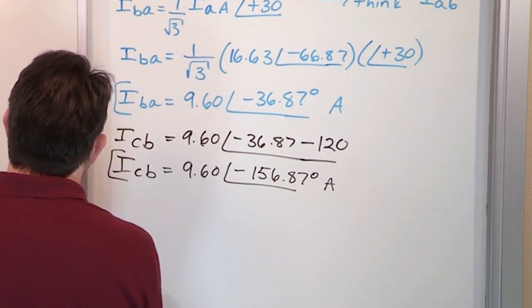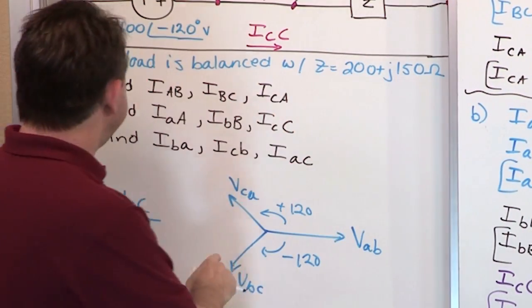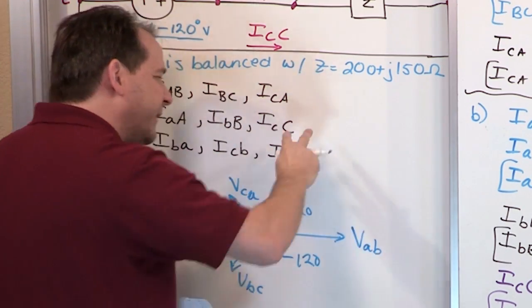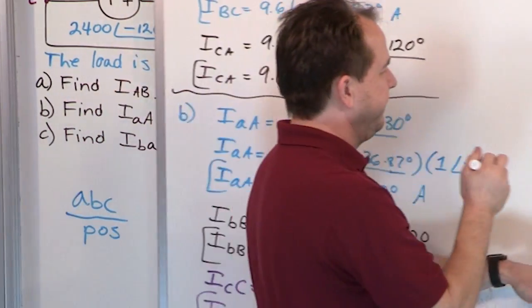Now the C phase current, again, normally it's AB, BC, CA. The C phase usually is CA, but it's reversed in the source. We call it AC.